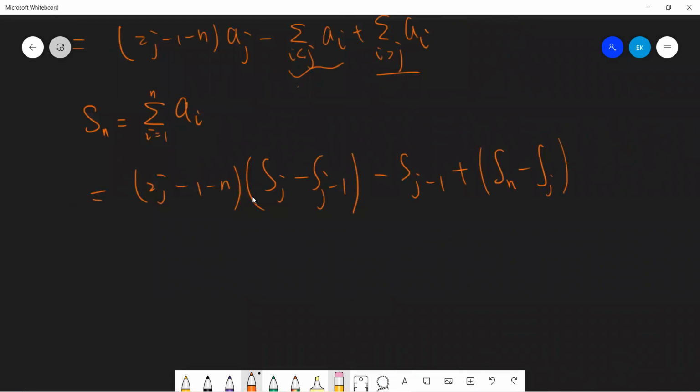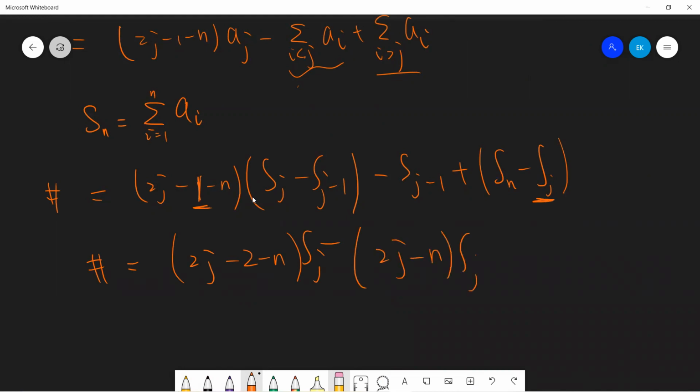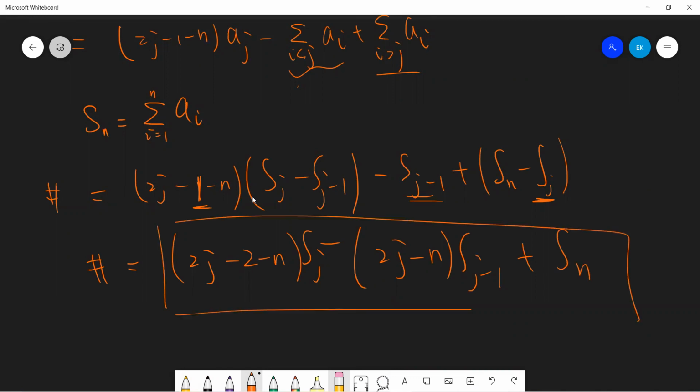So the result is just (2j minus 1 minus n) Sj, and you combine this minus 1 and then this minus 1, so you get minus (2j minus n) Sj minus 1, because there's Sj here, plus Sn. So this is Sj, Sj minus 1 and Sn. This is just the pre-sum.